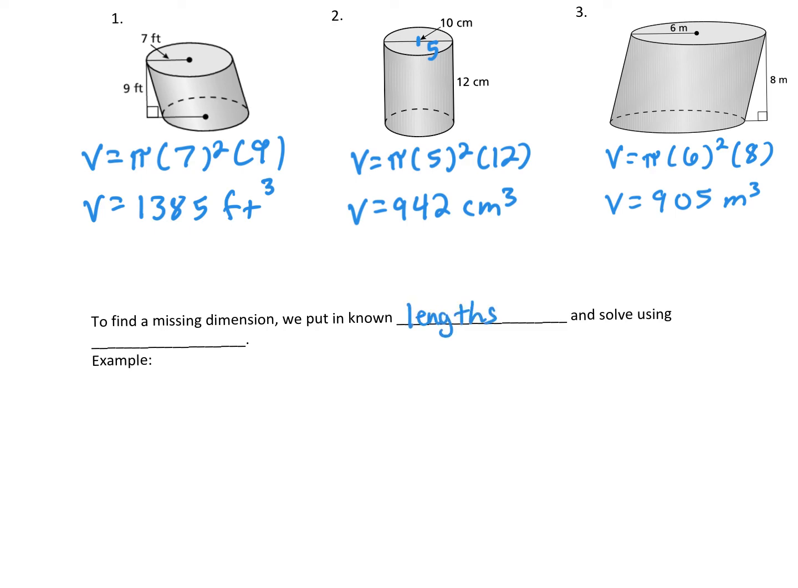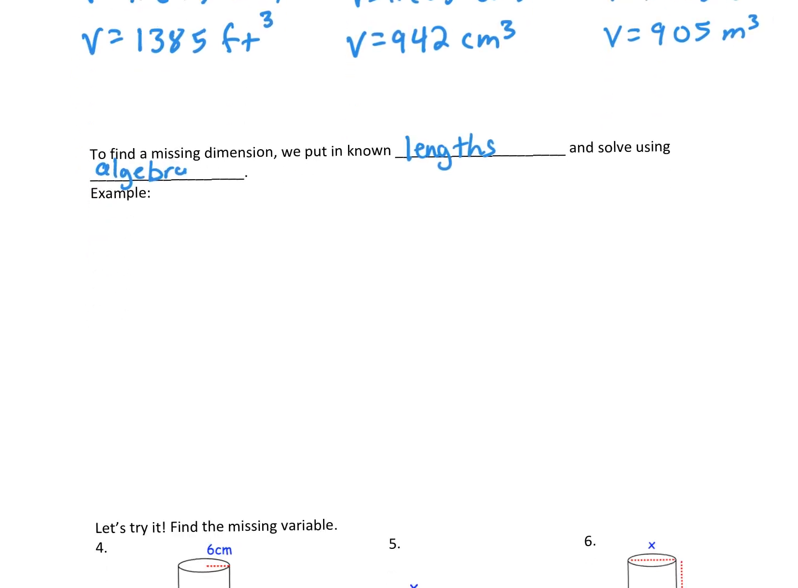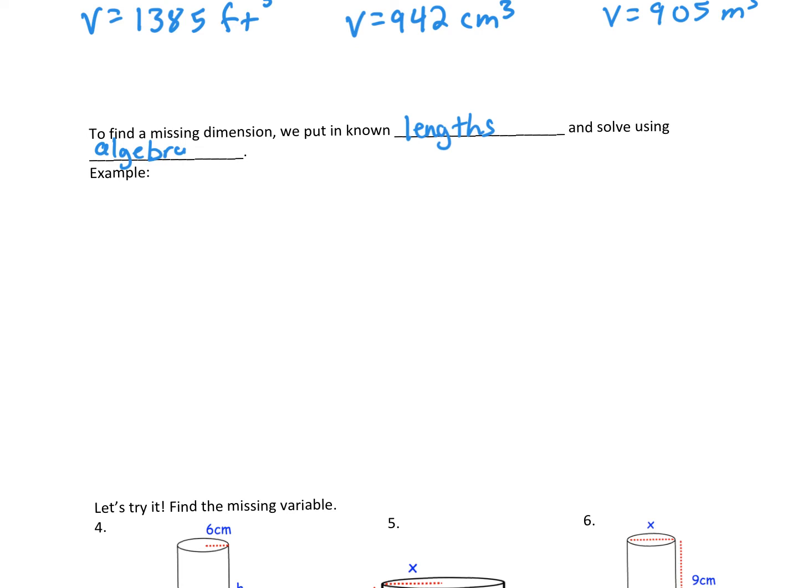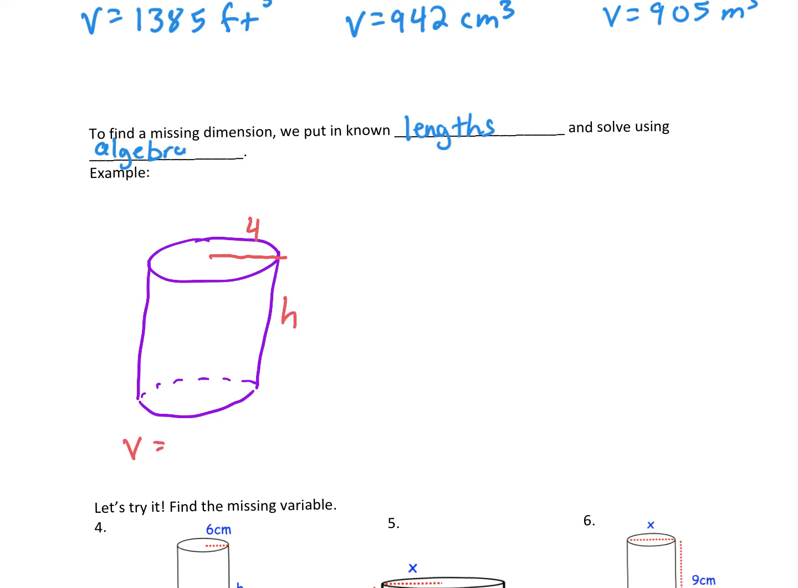Now, to find a missing dimension, we put in known lengths and we solve using algebra. So, for example, if we were given a cylinder, and we know that the radius here is 4. We don't know the height, but they give us the volume as 251 feet cubed, and they just want us to find the height. Well, we can just plug that in and find the missing parts.